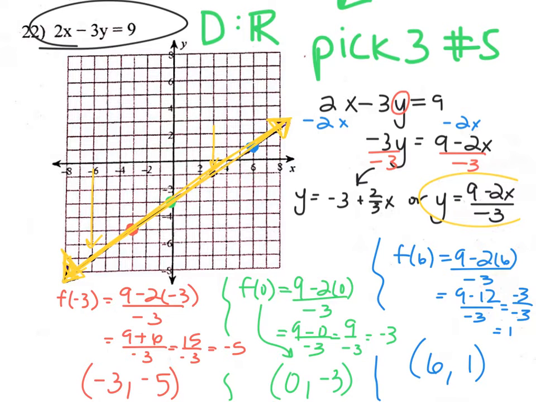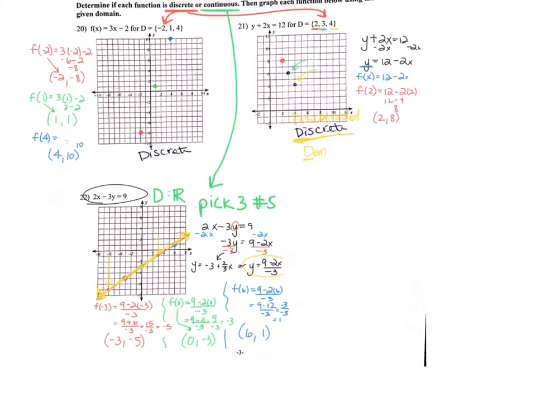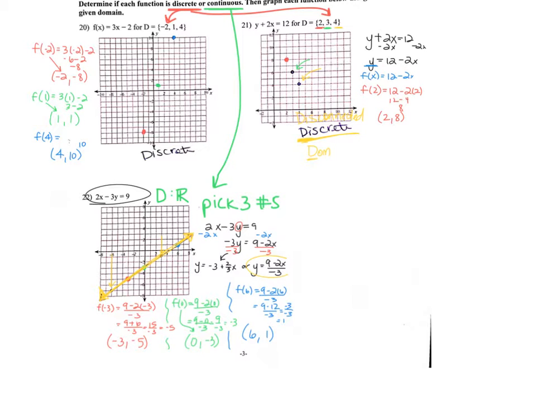All right, so just remember, continuous means you're going to connect it, and that's when you have a domain of all real numbers. Discrete is when they give you a domain and you leave it disconnected.